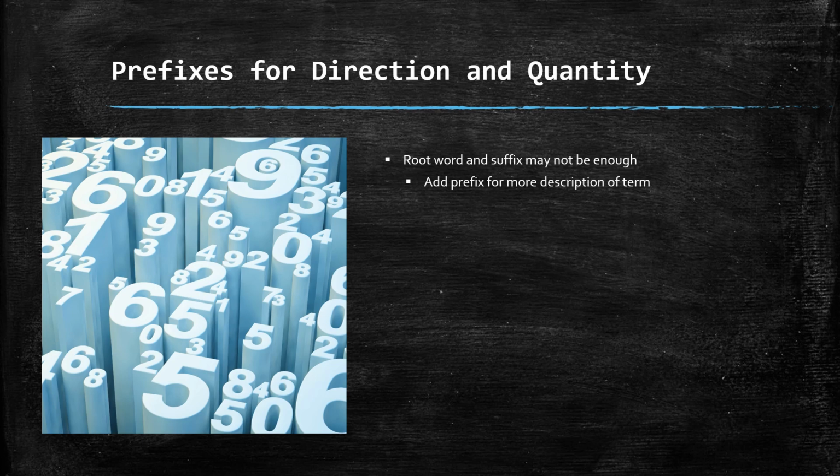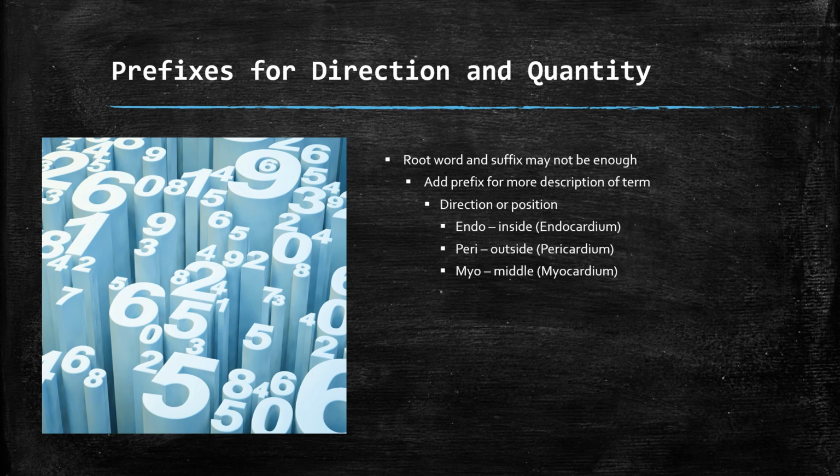of the root word. Many times it's necessary to indicate a direction or a position on the body, like inside, outside, middle, high, low, within, or above. We use the prefixes endo, peri, and myo to locate something inside, outside, or in the middle of a structure like the inside of the heart, which we call the endocardium. The outside is the pericardium, and the middle between these two is the myocardium.